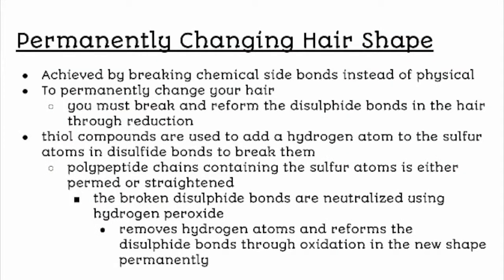Although temporary heat styling is more common, there are certain ways that you can permanently change the shape of your hair. In order to permanently change the shape of your hair, you must break the chemical bonds in your hair. This is done through breaking and reforming disulfide bonds through reduction. Thiol compounds are added to add hydrogen atoms to the sulfur atoms to break disulfide bonds. Polypeptide chains are permed or straightened, and the broken disulfide bonds are treated with hydrogen peroxide. This removes the hydrogen atoms from the hair and reforms the disulfide bonds through oxidation and results in a new shape of the hair which is permanent.